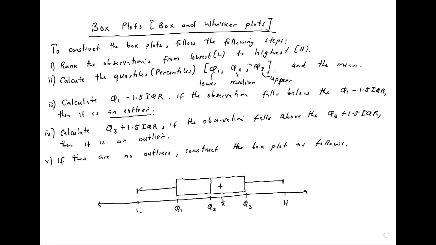You make sure that the box has its edges on quartile 1 and quartile 3, and its middle line is on quartile 2. And then this plus will move depending on where you find your mean. The mean will always be in this box. The mean can't be far away from the central line there.